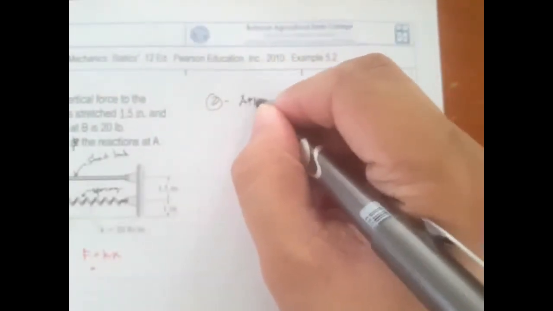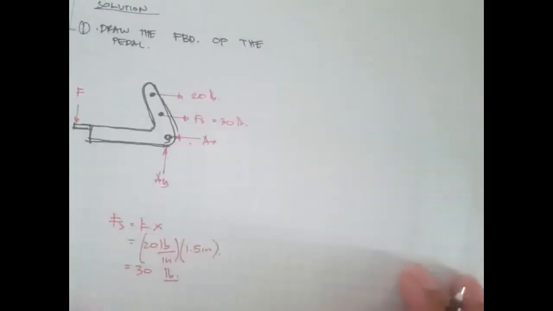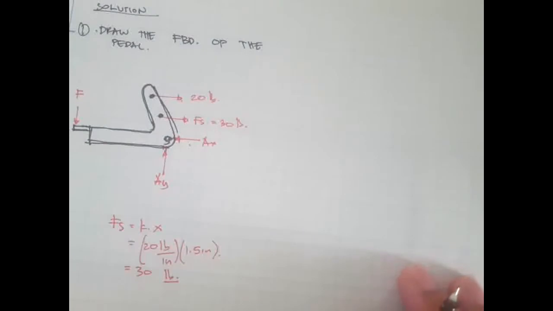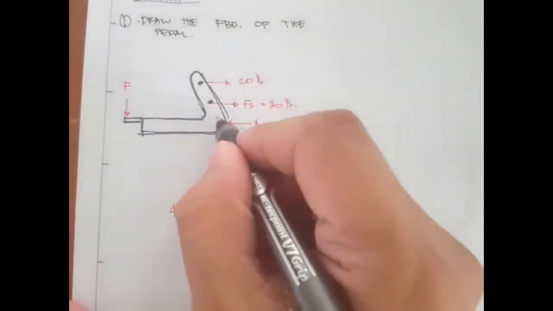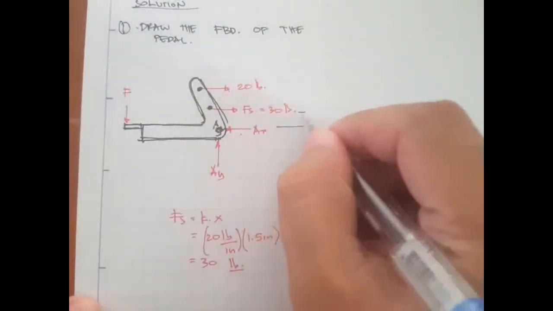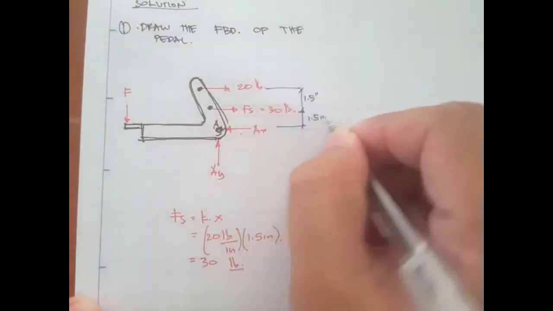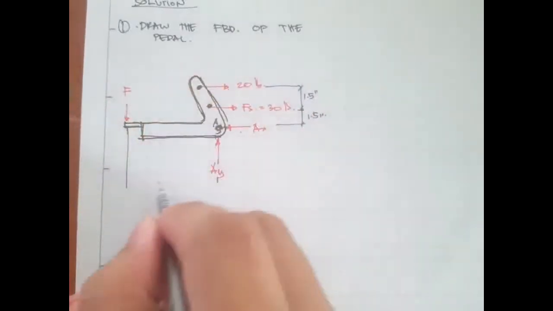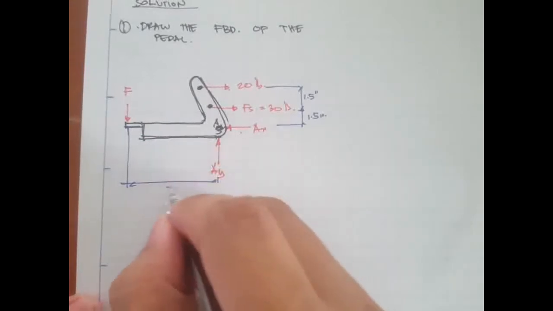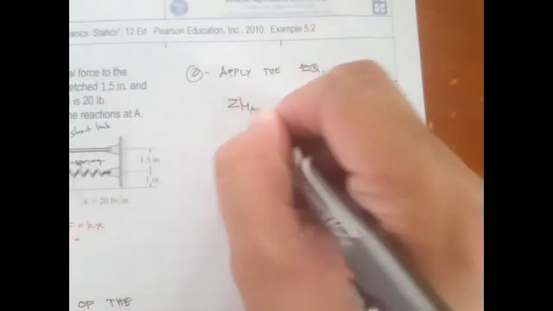The next step is to apply the equilibrium equations. What I'll do is take moments at A. This is A. By the way, we also have to label the distances. So this is 1.5 inches, 1.5 inches, and from point A to point F, this is 5 inches. So I'll take moments at A: the summation of moments at A is equal to 0.